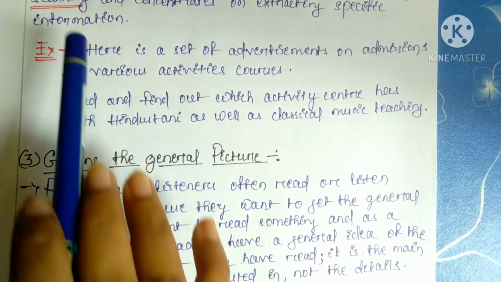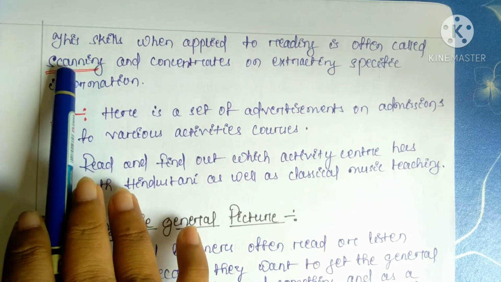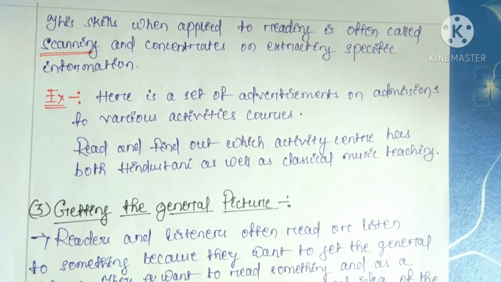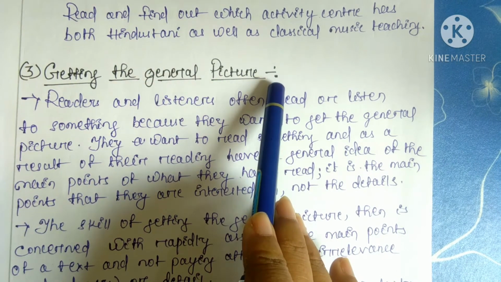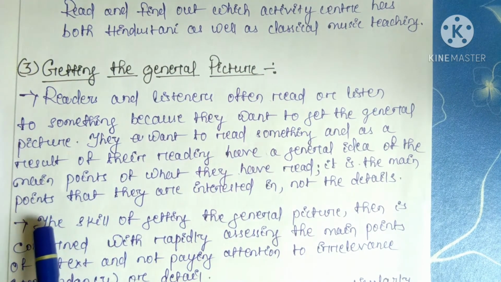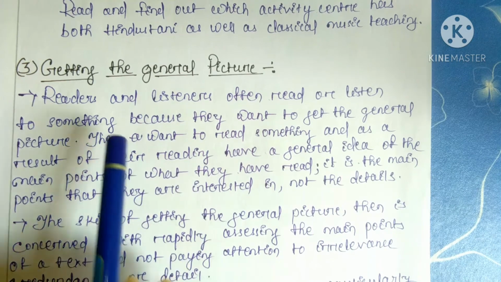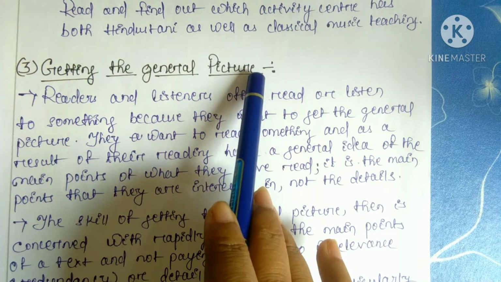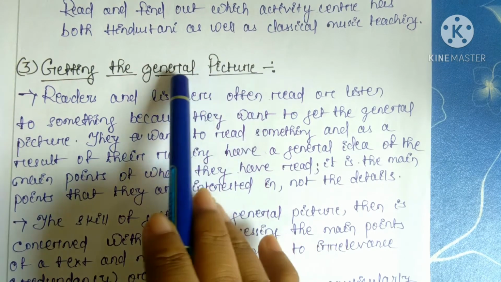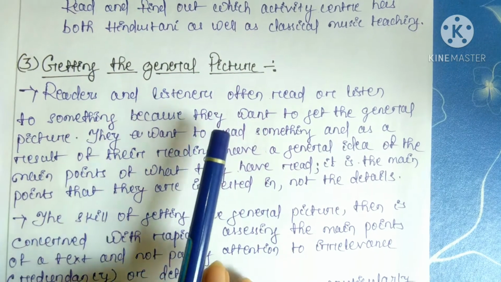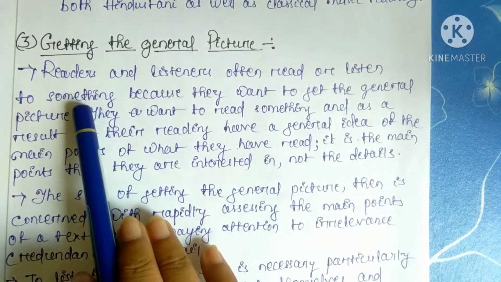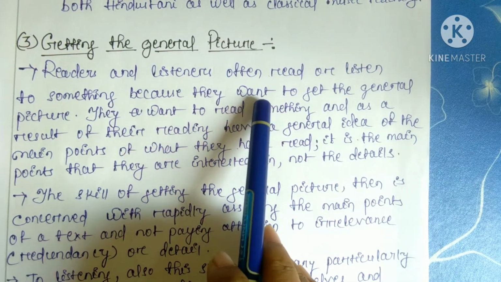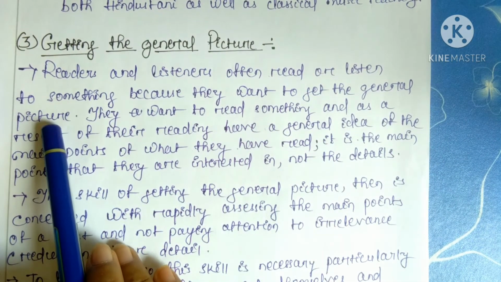So here is a scanning process. Again, here is a scanning process. Then come to point 3, getting the general picture. In reading and listening activities, getting the general picture is also a similarity. Readers and listeners often read or listen to something because they want to get the general picture.